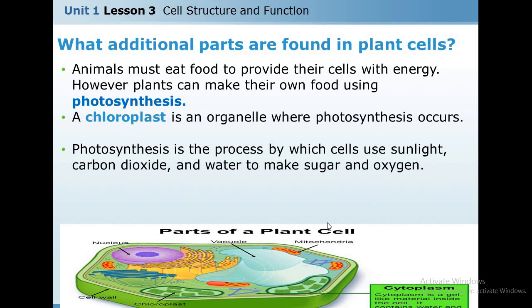The plants cannot eat food, but they make their own food using the photosynthesis process. The organelle inside the cell of the plant that's responsible for photosynthesis is called the chloroplast. Photosynthesis is a process by which the cell can use sunlight, carbon dioxide, and water to make its own food, which is sugar, and give us oxygen as a byproduct.